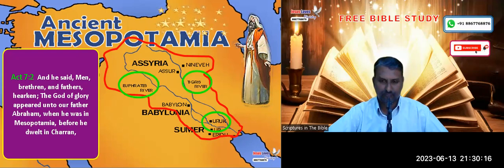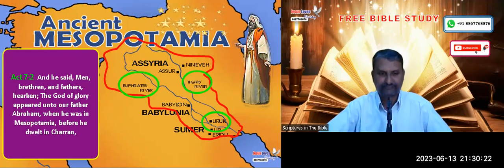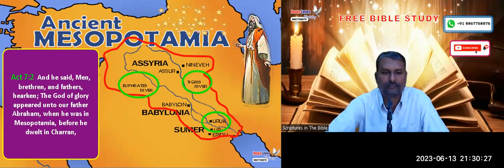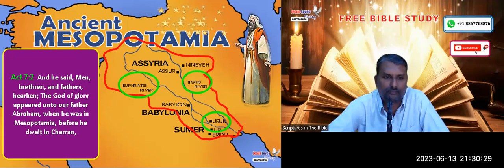Yeah, it's written here, Acts 7:2. And he said, "Men, brethren, and fathers, hearken: the God of glory appeared unto our father Abraham when he was in Mesopotamia, before he dwelt in Charan." So Abraham came from Mesopotamia.